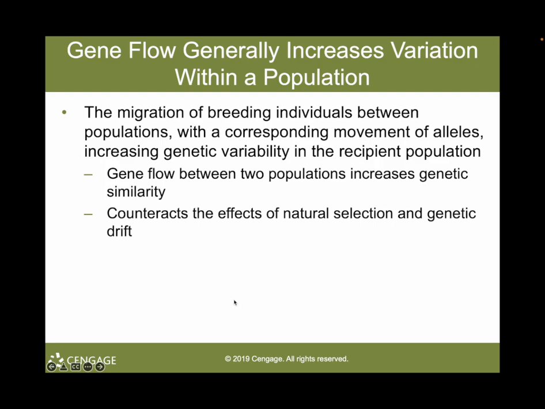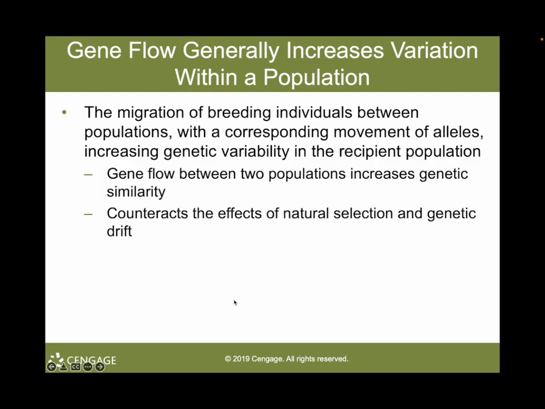The migration of breeding individuals between populations causes corresponding movement of alleles, or gene flow, that has significant evolutionary consequences. As alleles flow from one population to another, they usually increase the amount of genetic variability within the recipient population. If sufficient gene flow occurs between two populations, they become more similar genetically. Because gene flow reduces the amount of variation between the two populations, it tends to counteract the effects of natural selection and genetic drift, both of which often cause populations to become increasingly distinct.